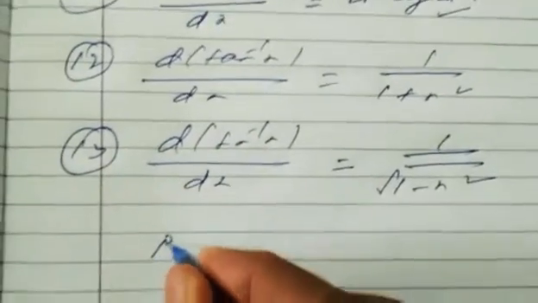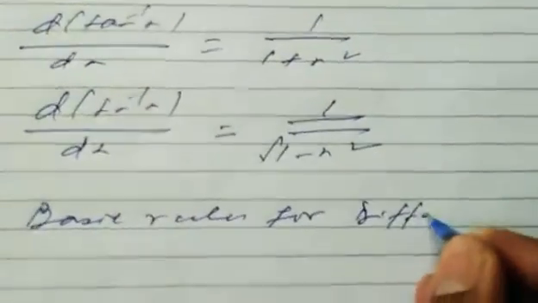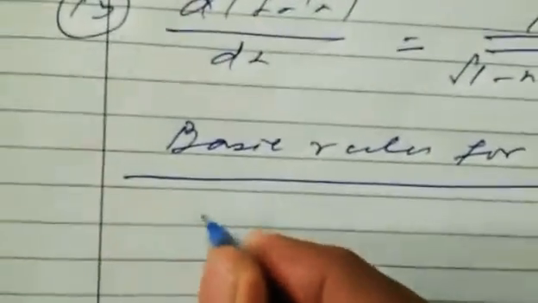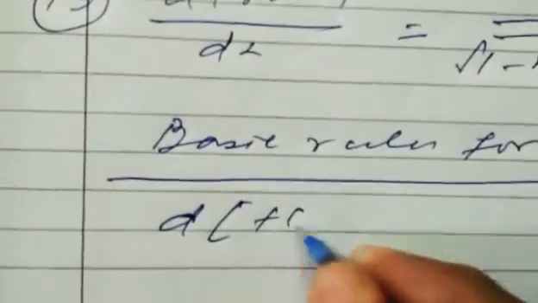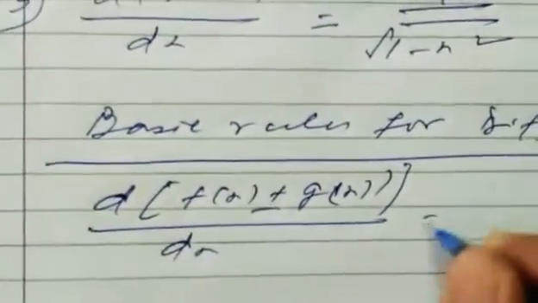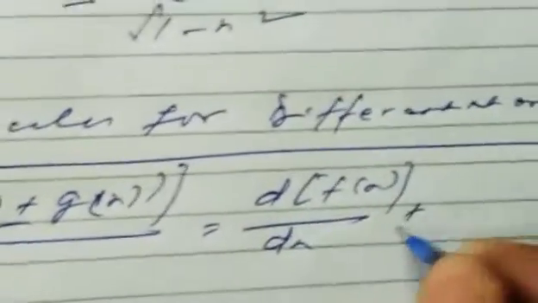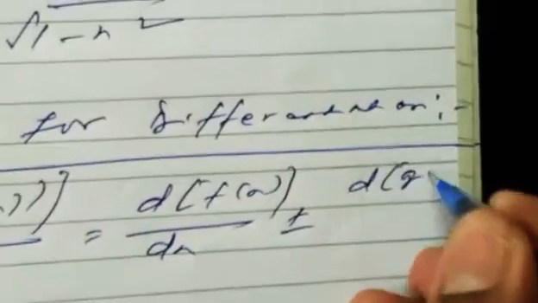Now I am writing the basic rules for differentiation. As earlier we have already gone through these things, again I am repeating so that people can recall. This is differentiation of f(x) plus or minus g(x), two functions together. First rule is that we can separate it and differentiate both the functions: d of f(x) upon dx plus or minus d of g(x) upon dx.